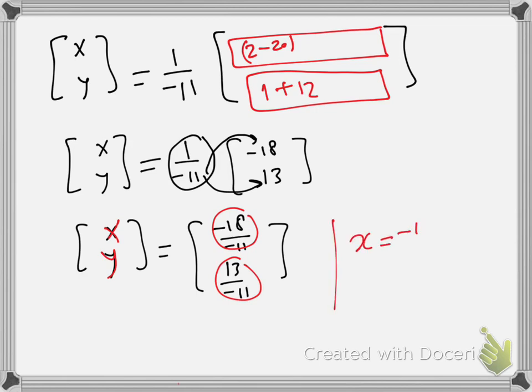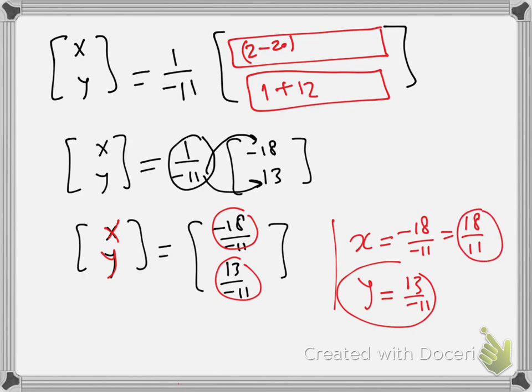Then X equals negative 18 by negative 11. You can cancel the negative with the negative. It will become 18 by 11. And now the second number with the second number, then Y equals 13 by negative 11. Then here is the solution. This is the value of Y and this is the value of X.